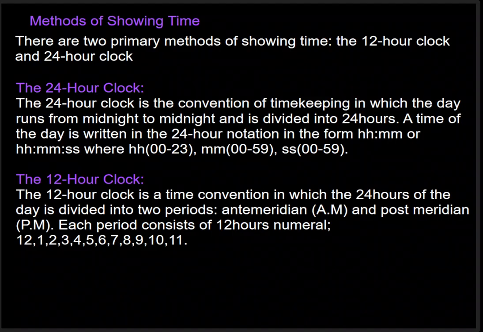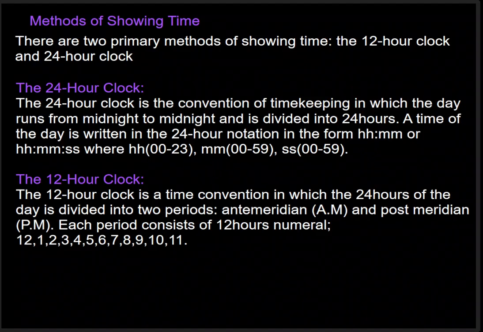The 24-hour clock is a convention of timekeeping in which the day runs from midnight to midnight and it's divided into 24 hours. All right, so a time of the day is written in the 24-hour notation in the form. Now look at the form in which we write time in 24-hour clock system. What would that give us?